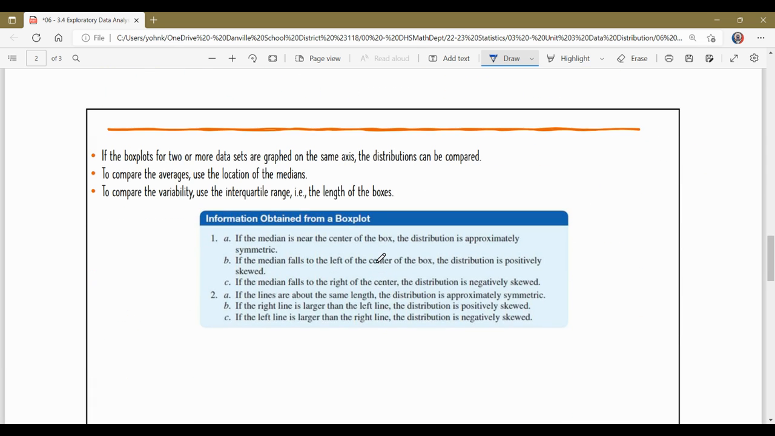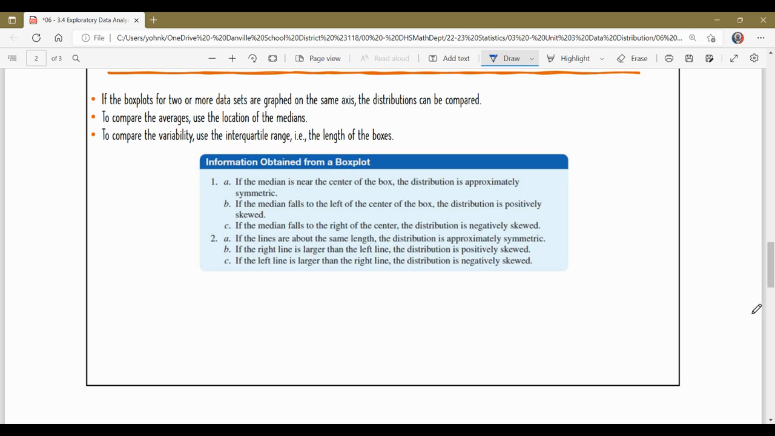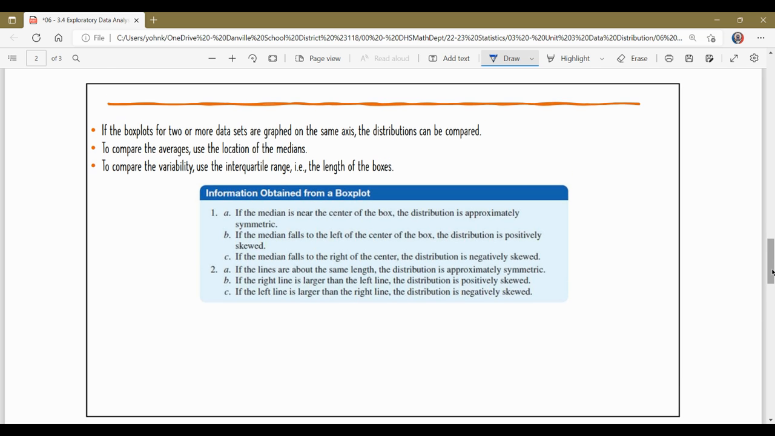Okay, so if the box plots for 2 or more data sets are graphed on the same axes, then the distributions can be compared. To compare the averages, we're going to use the location of the medians. And to compare the variability, we're going to use the interquartile range, or the lengths of the boxes. To compare the means, we use the location of the medians. To compare the variability, or the standard deviation, we use the interquartile range. So we can get a lot of information from this box plot.